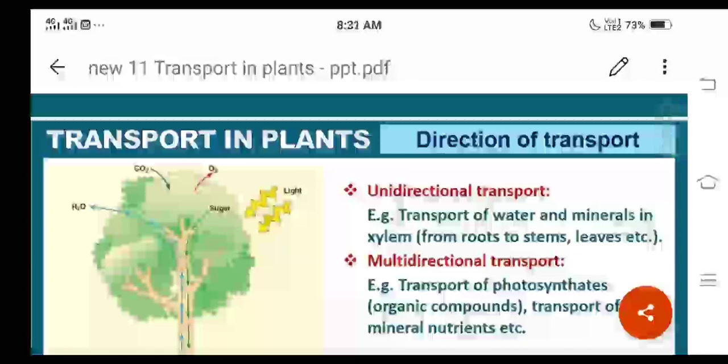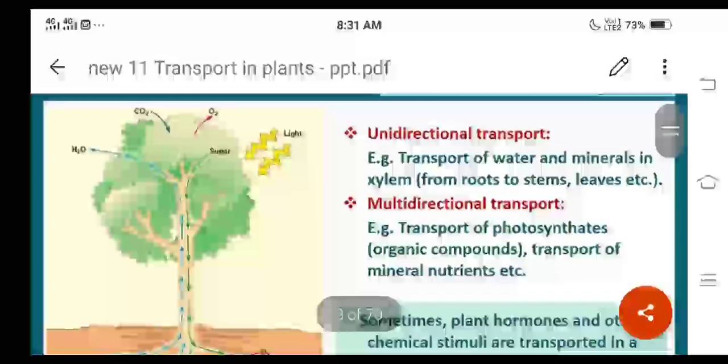Let us move on to the direction of transport. In plants we observe two different methods: unidirectional transport and multi-directional transport. Unidirectional transport means, for example, the transport of water and minerals in xylem. Remember, all this is absorbed from the roots, then transported to the remaining parts of the plant, that is, from roots to stem, leaves, etc.